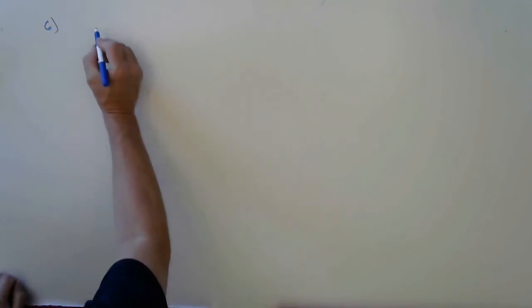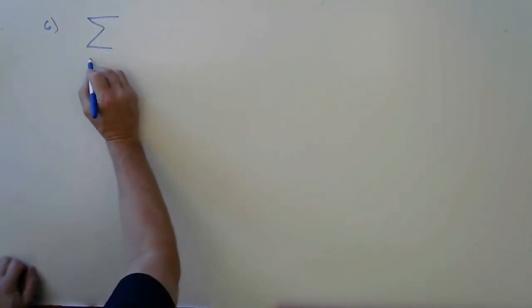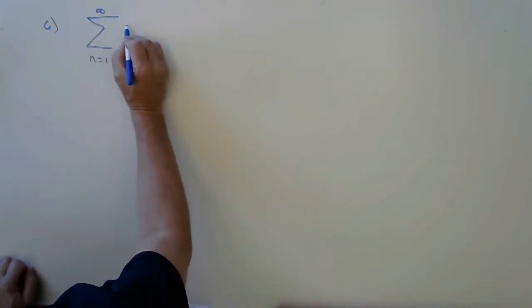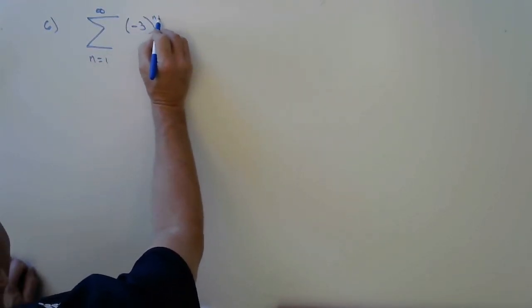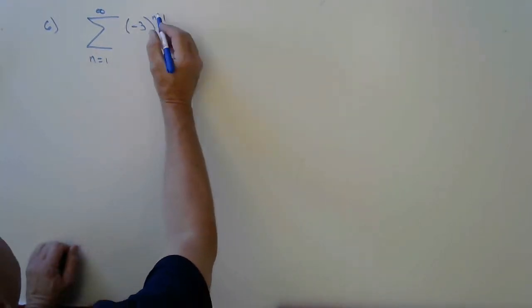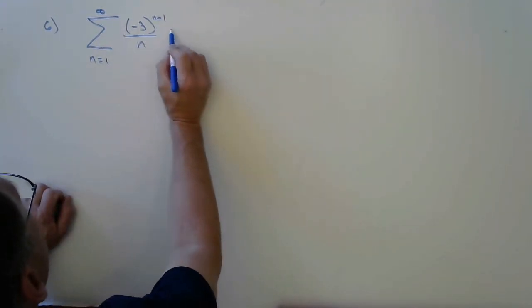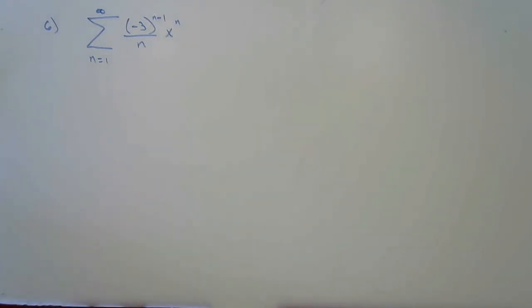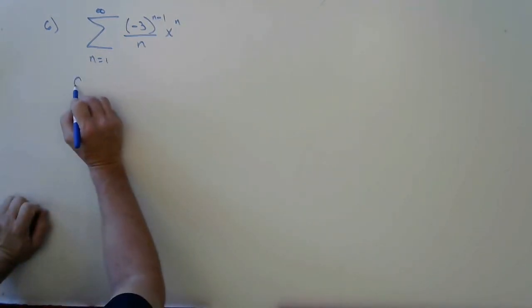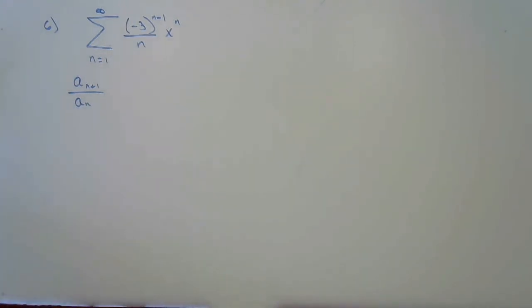So let's just write down our series. We have the series n equals 1 to infinity, negative 3 to the n plus 1, n minus 1, over n, x to the n. Okay, so that's our series, and they want us to use the ratio test. So we know what we're going to do. We're going to take the n plus first term, we're going to divide it by the nth term, aren't we?